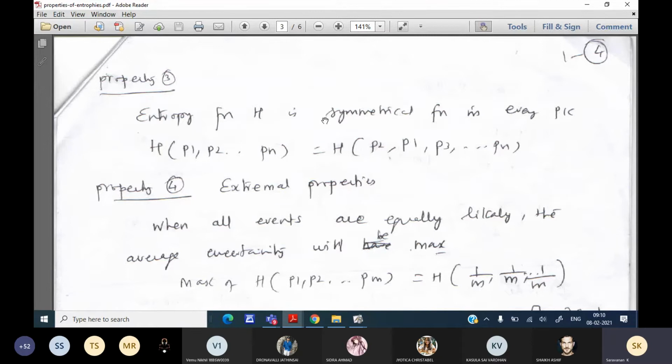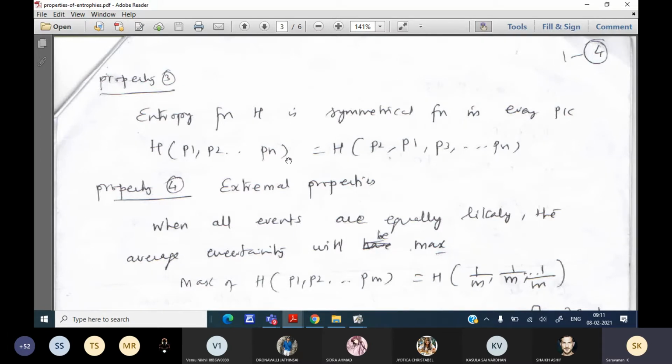So, the second property, property 3, is nothing but that the entropy function is symmetrical in every pk. When the probabilities associated are p1, p2, pn, even if the probability of occurrence of a symbol changes, with the same set of probabilities it is not going to change the average information or entropy value. It remains the same. So it is said that the entropy function is symmetrical. H of P1, P2, Pn.